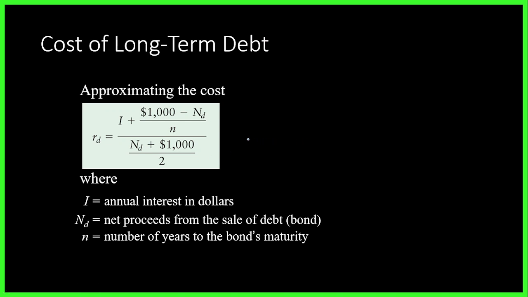Ito na yung sinasabi ko. Ito yung mga common na pattern eh. Normally, you have here your cost and you have here the benefit or net benefit. Now, for the cost of long-term debt, if you try to analyze this, I stands for the annual interest, okay? And then you have the face value, which is 1,000 minus Nd. What is Nd? This is the net proceeds from the sale. And then divide that by n, which is actually the number of years to the bond's maturity.